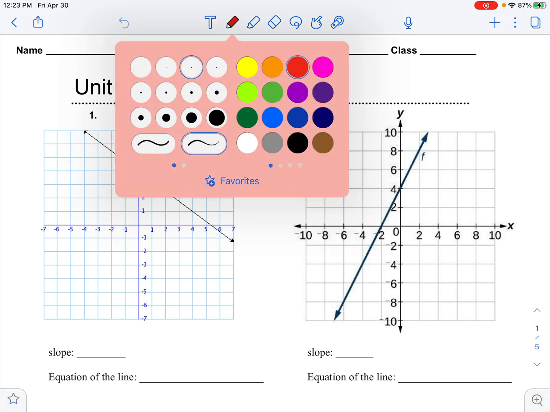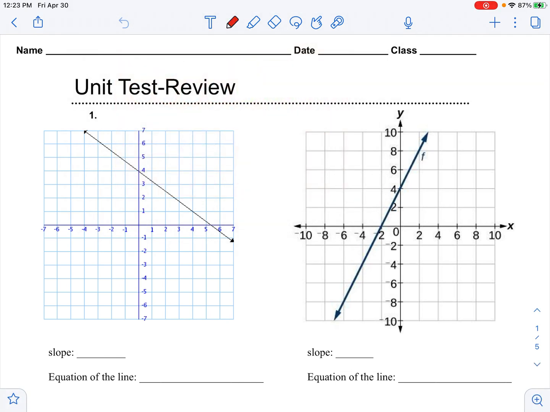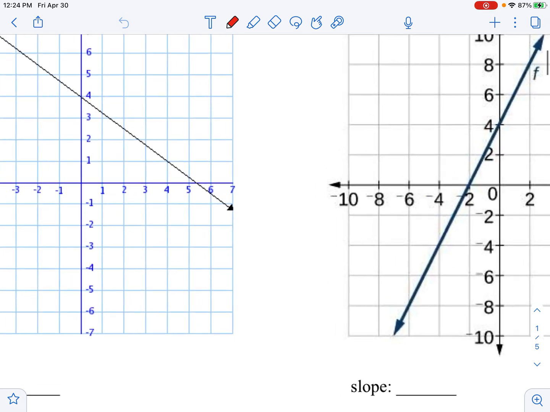Let's go to work. Hopefully you have a copy of this, and if you don't, maybe just pause and take a picture of it, work on it, and then let's see how we did together. But I'm going to get right to it.